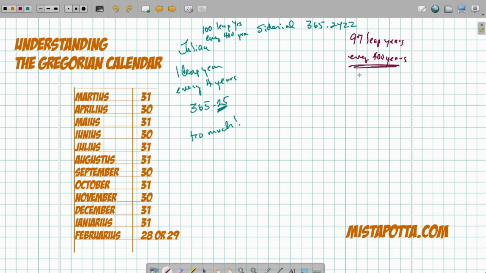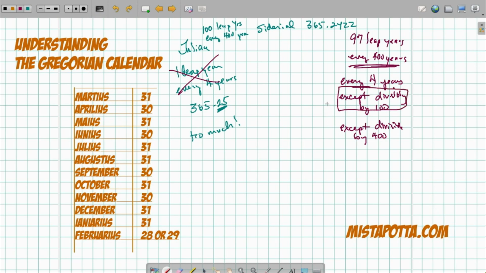So this is the first big change. The first big change is that leap years aren't going to happen every 4 years. Instead, they're going to happen every 4 years, except years divisible by 100, except years divisible by 400. And the idea was these years that were divisible by 100, we're going to get rid of almost all of those leap years. We're going to get rid of 3 of them. But we're going to keep the ones that are divisible by 400.